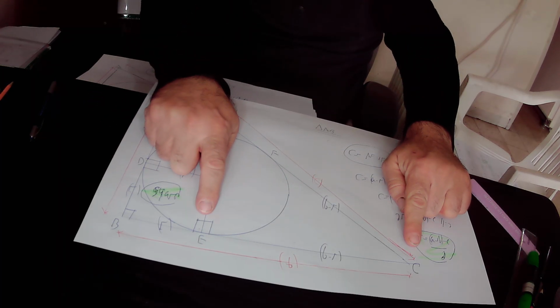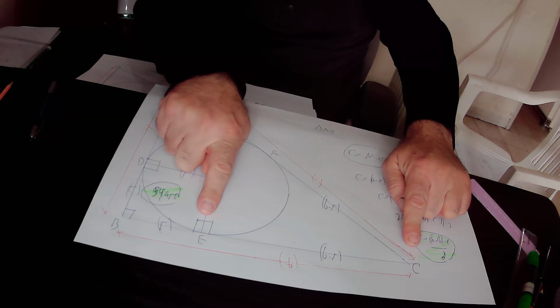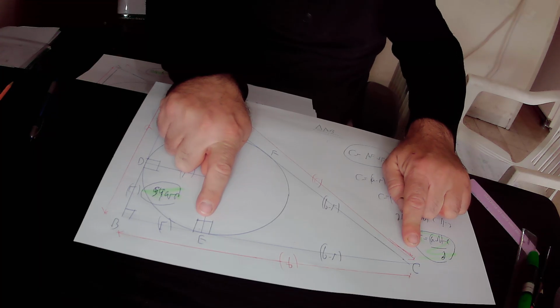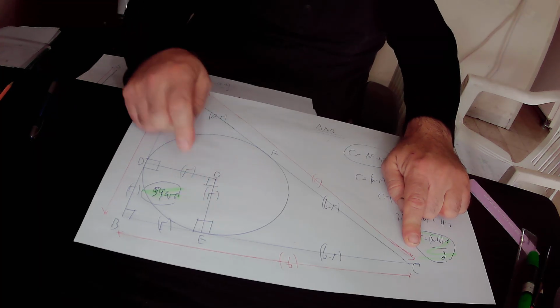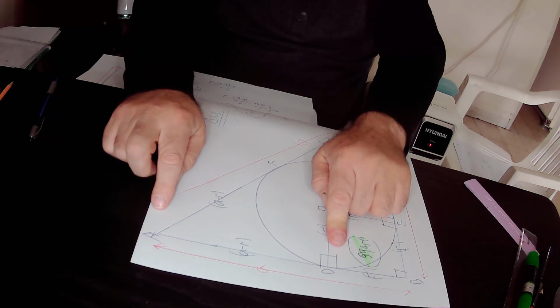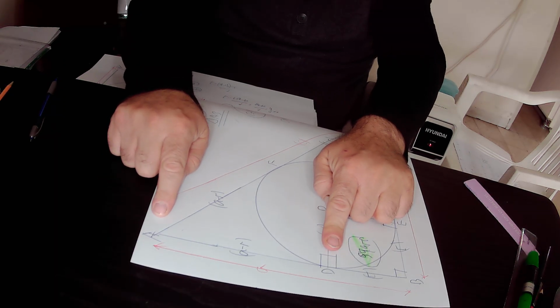What is the length of line EC? EC equals BC, that is B, minus BE, that is R. So in total, EC equals B minus R. Likewise, what is the length of line AD? AD equals AB, that is A, minus BD, that is R. So in total, AD equals A minus R.